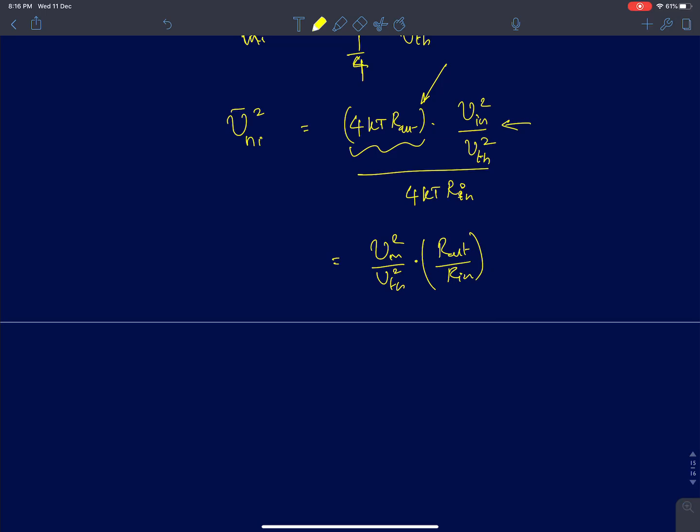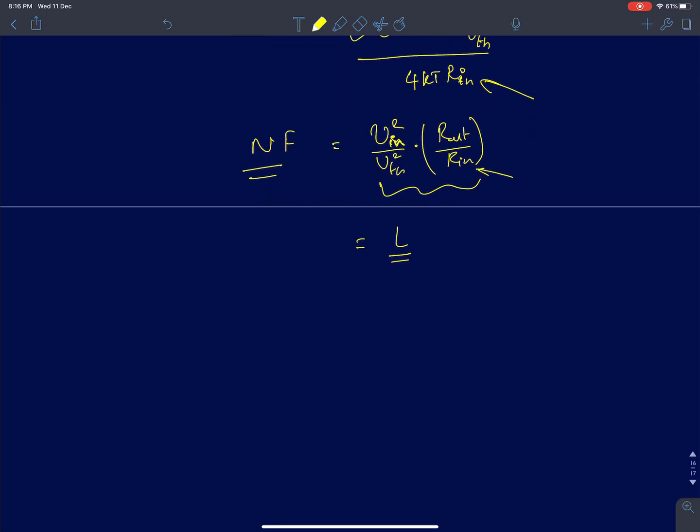Okay, so this is a very interesting result. If you remember, this result is nothing but your loss. I've already computed the noise figure here. I've divided by Rn, R out by Rn or R out by Rs, and for a matched load, Rn equals R out, you will get this result. So your noise figure is equal to the loss of the circuit. Loss here is the ratio of the input power to the output power. This is a very interesting fact.